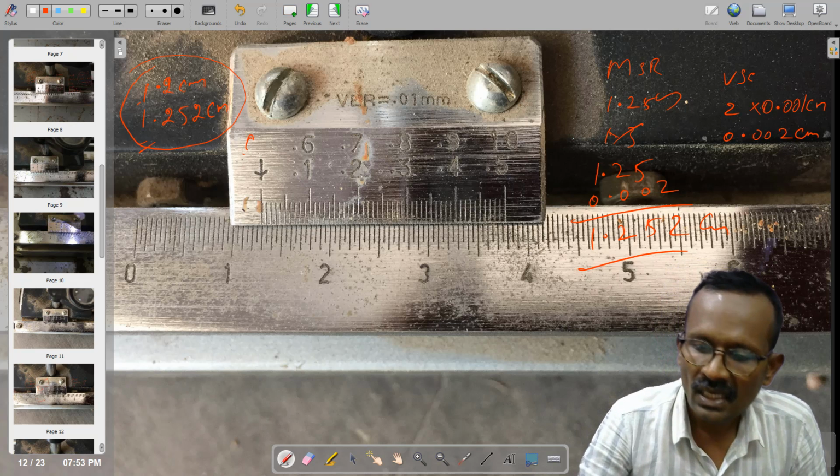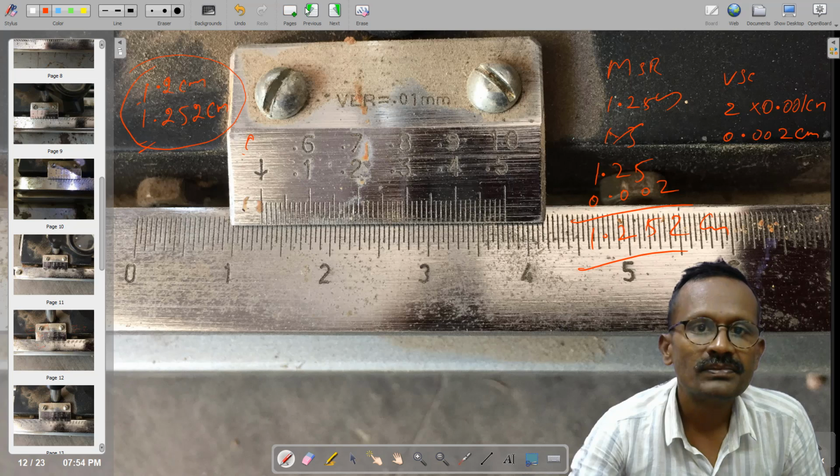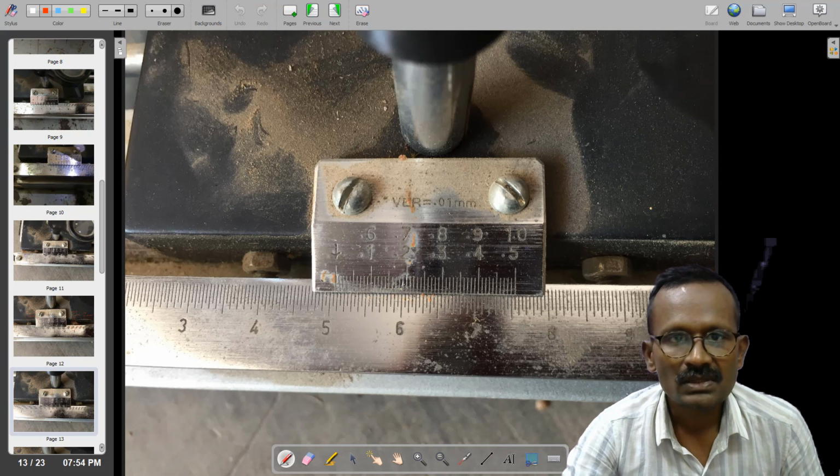I go for the last reading, the last one.